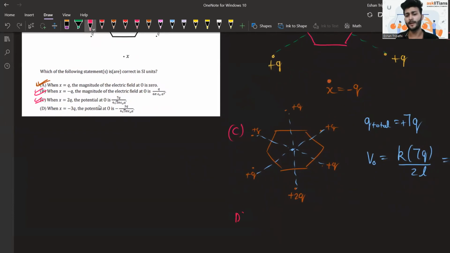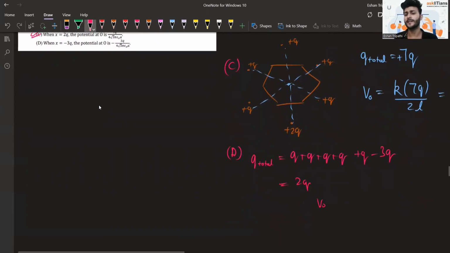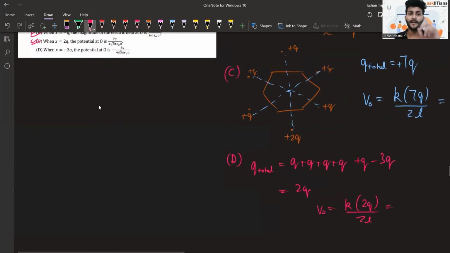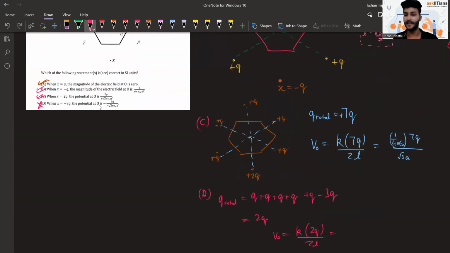And talking about the fourth one, D part, it is also similar. X is equal to minus 3Q. Basically, 5 positive charges Q are there, 1 negative charge 3Q is there. So what's going to be the total charge? It's going to be Q plus Q plus Q plus Q plus Q, 5 positive charges, but 1 minus 3Q. This comes out to be 2Q. So here the potential at center will be K into 2Q divided by 2L, which is 1 upon 4 pi epsilon naught root 3, 4 root 3. Okay. Magnitude wise it comes out to be correct. But see, they have put a negative sign here. That means it's wrong, because it is net positive charge, positive potential will be there. So A, B, C will be the correct answer for this question.